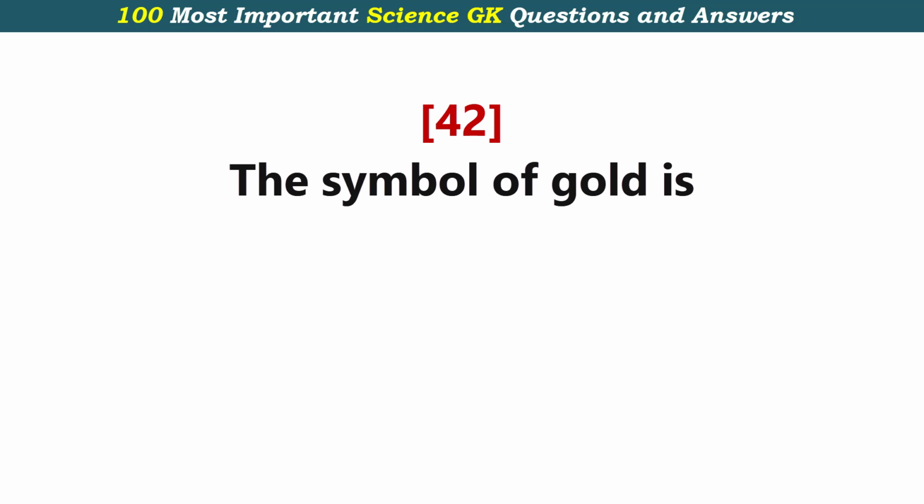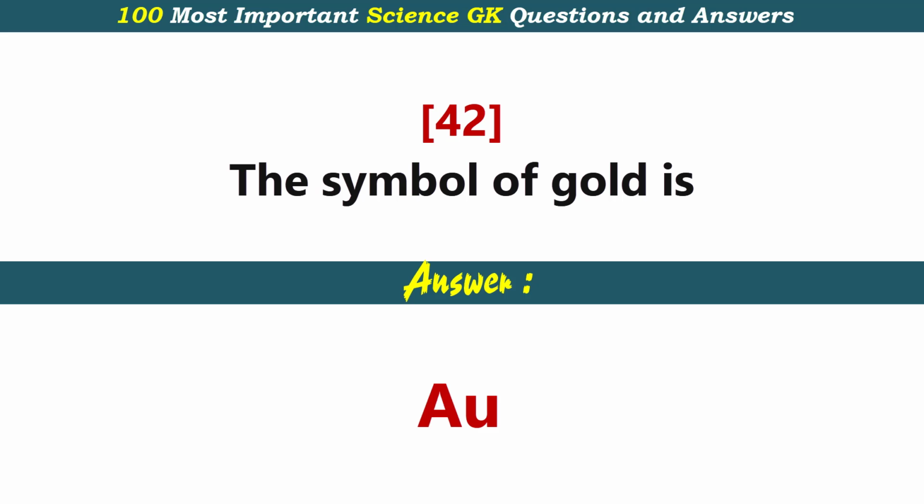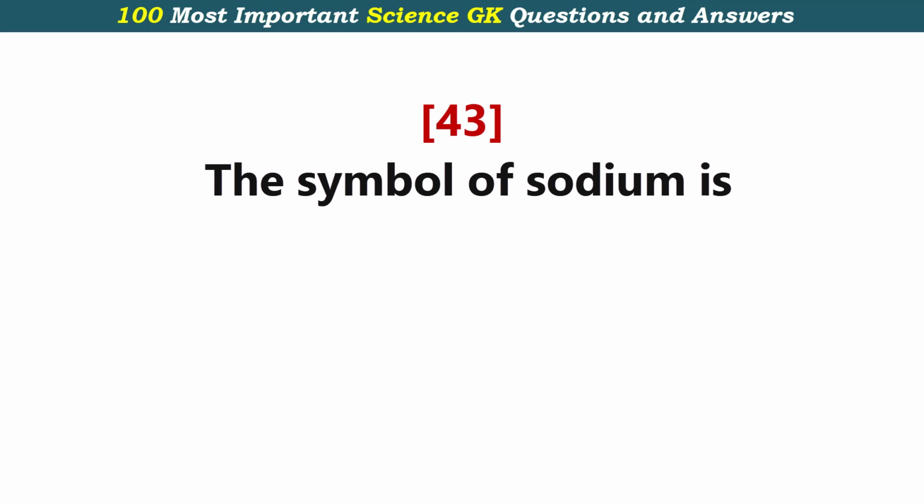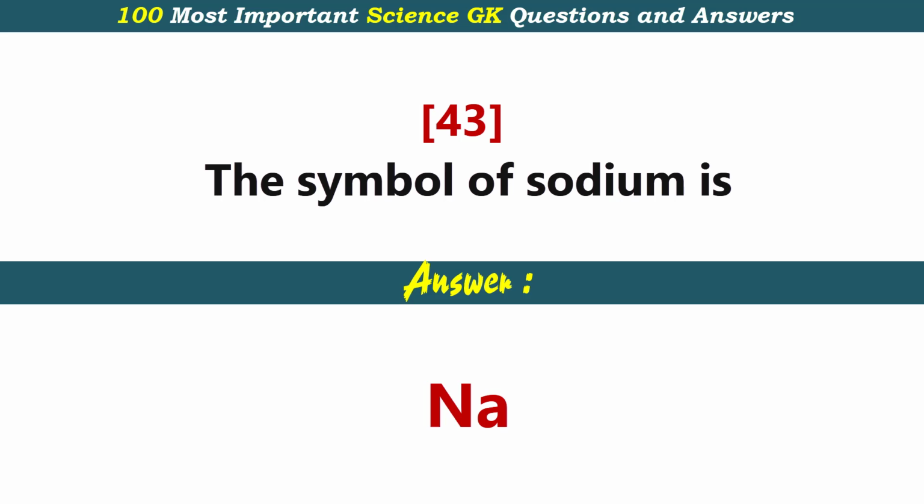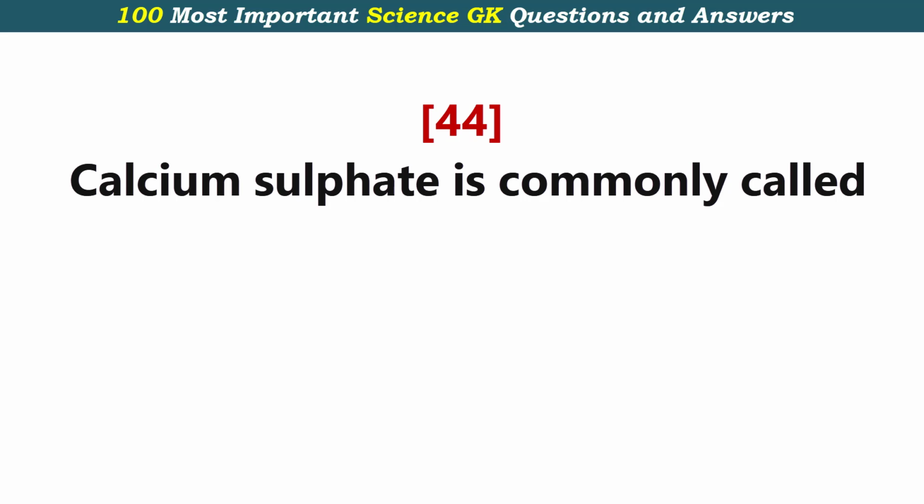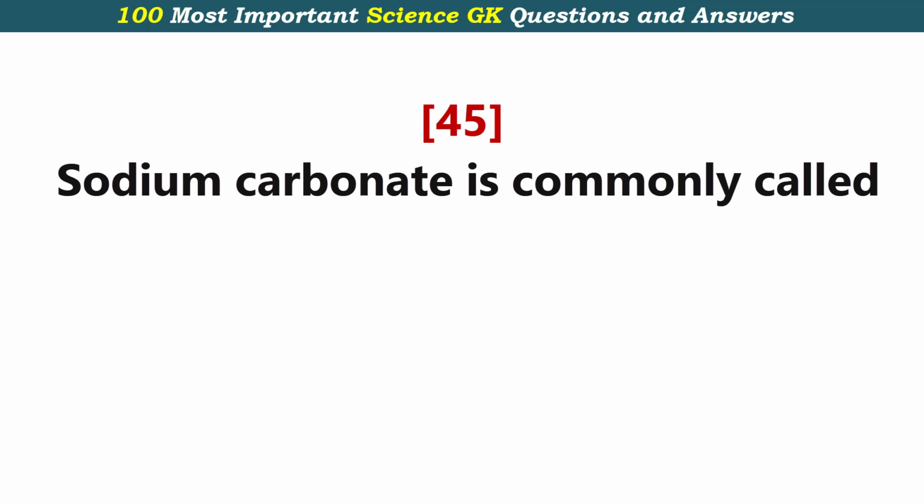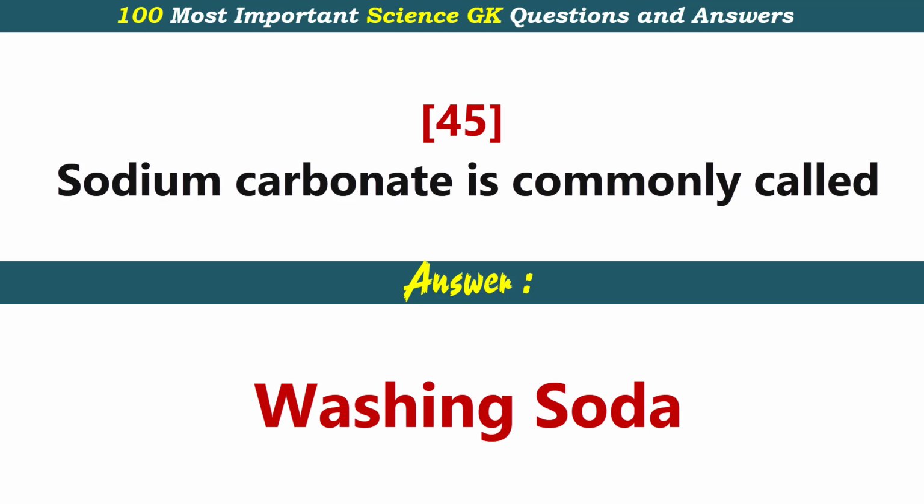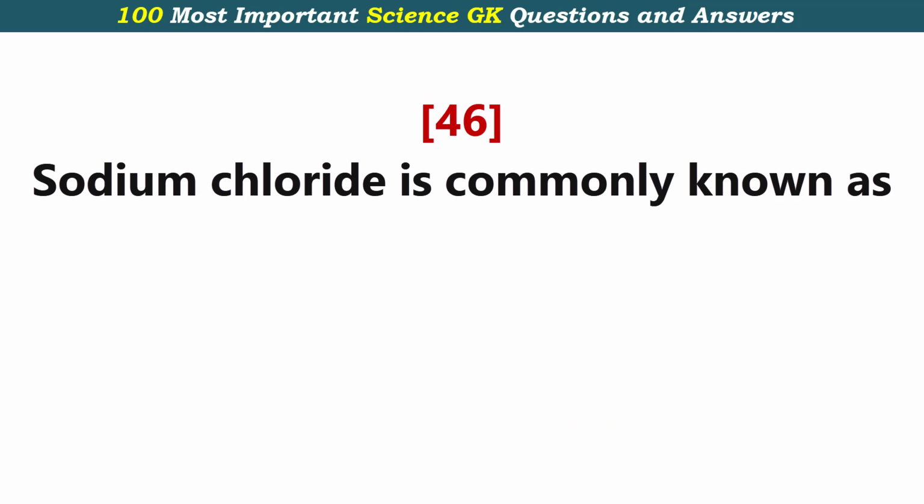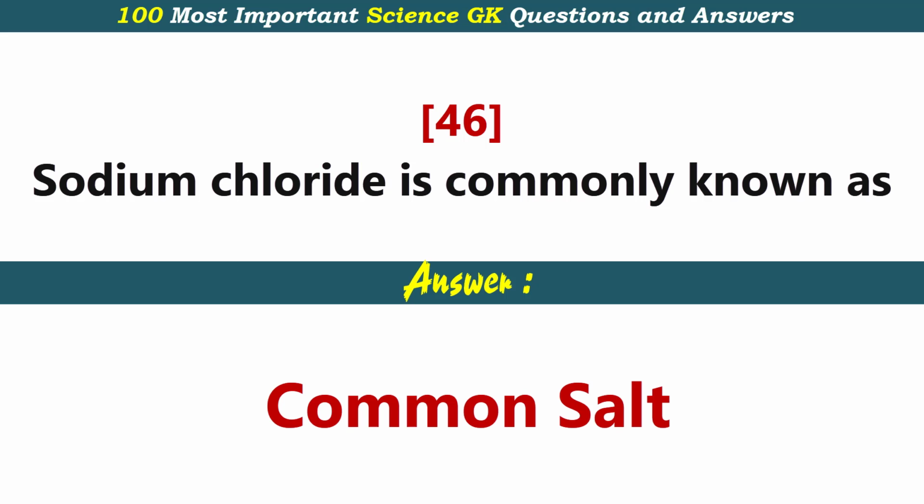The symbol of gold is? Answer: Au. The symbol of sodium is? Answer: Na. Calcium sulfate is commonly called? Answer: Plaster of Paris. Sodium carbonate is commonly called? Answer: Washing soda. Sodium chloride is commonly known as? Answer: Common salt.